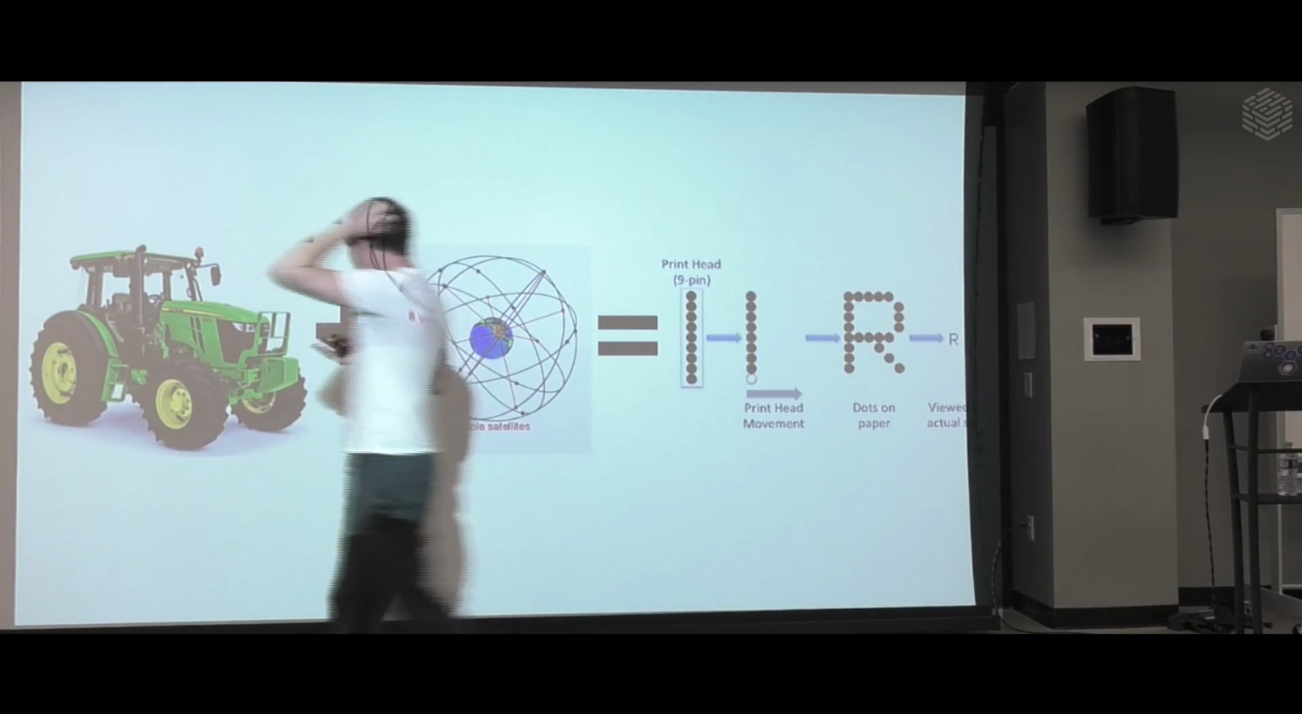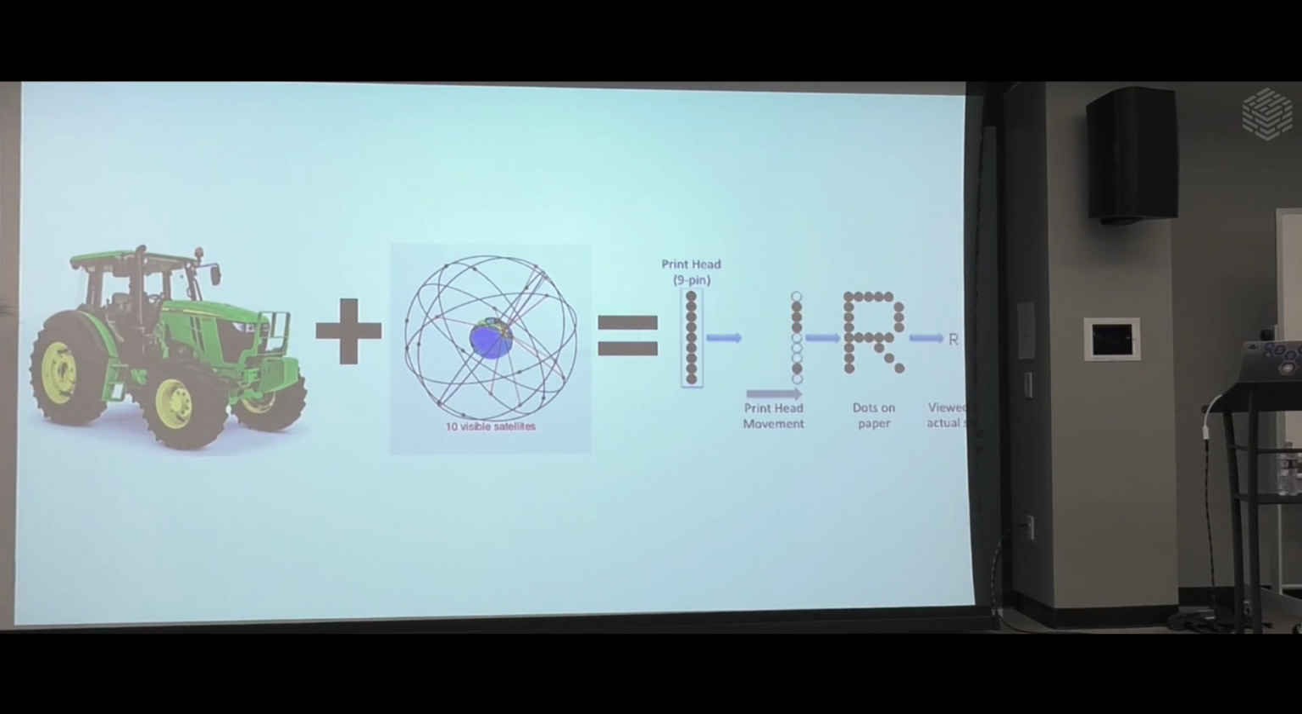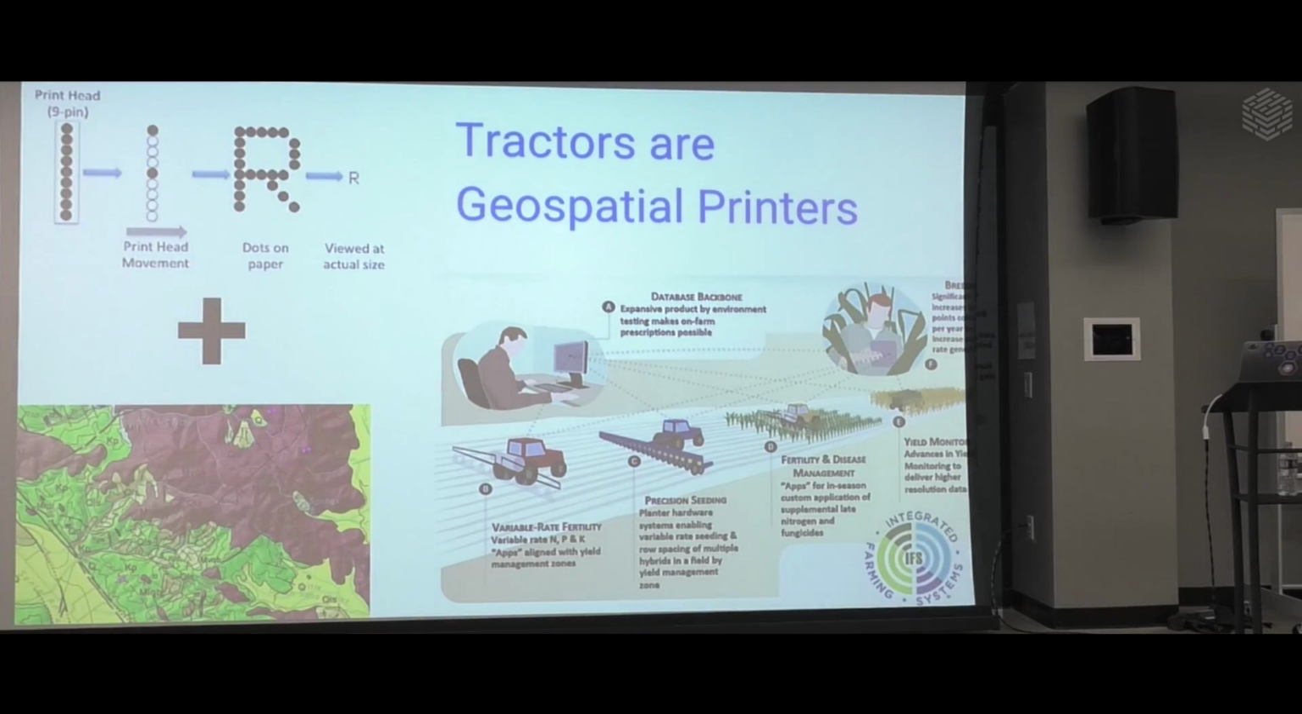So we know what a GPS is. Tractors, OK, we know what tractors are. They pull things across the ground. Usually there's some kind of thing back there that does stuff to the dirt. Tractor plus a GPS is a printer, a geospatial printer.